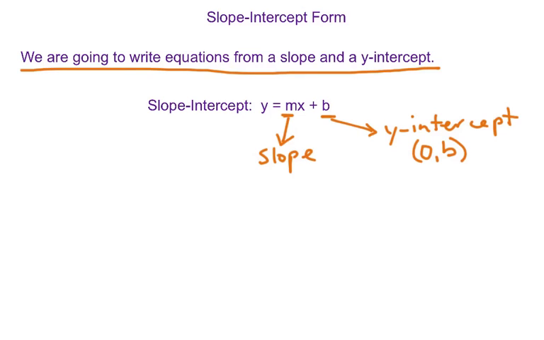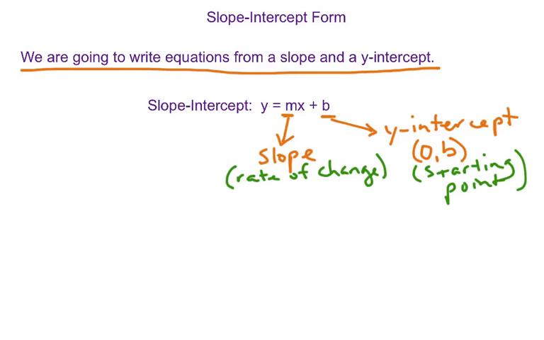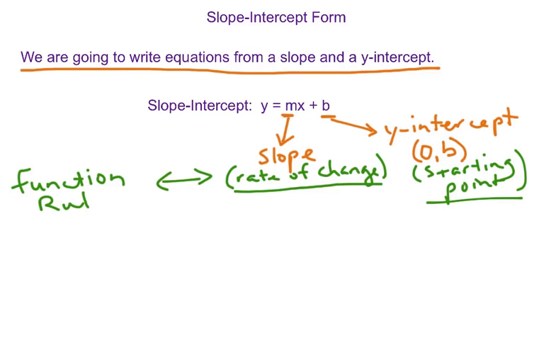Now what I also want you to remember is that up to this point, we have called slope the rate of change. And we've been calling the y-intercept the starting point. Okay? Now, when we look at this in terms of rate of change and starting point, I want you to realize that this is the exact same thing as the function rule that we have been writing. And if you remember, the function rule was the rate of change times the variable, plus the starting point.